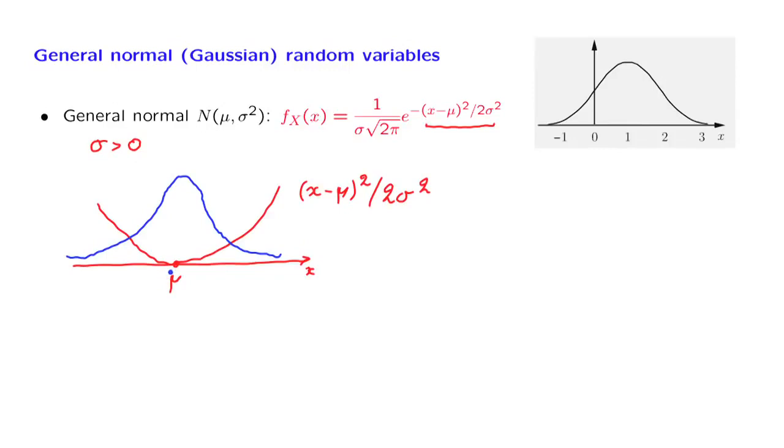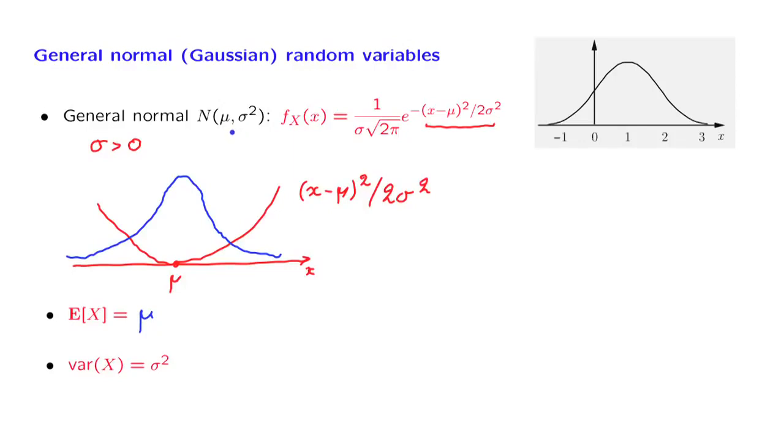What is the mean of this random variable? Since this term is symmetric around mu, the PDF is also symmetric around mu, and therefore the mean is also equal to mu. How about the variance? It turns out, and this is a calculus exercise that we will omit, that the variance of this PDF is equal to sigma squared. And this explains this notation here. We're dealing with a normal that has a mean of mu and a variance of sigma squared.